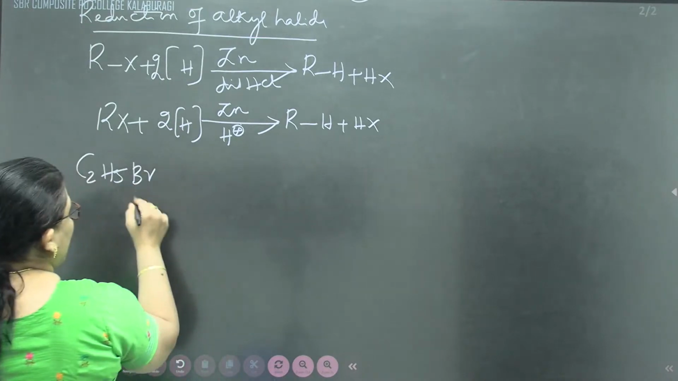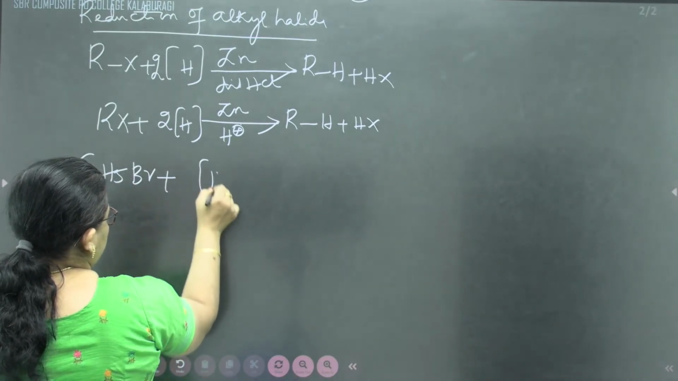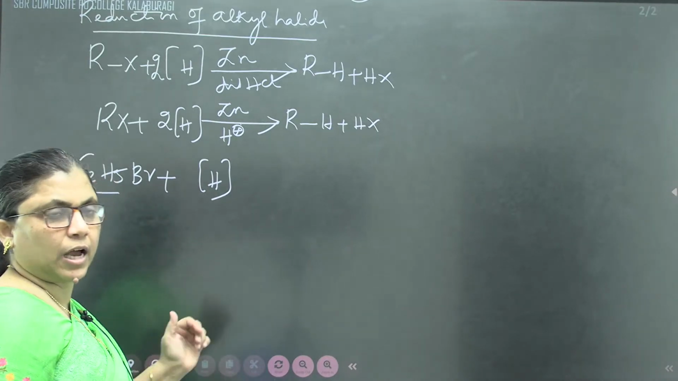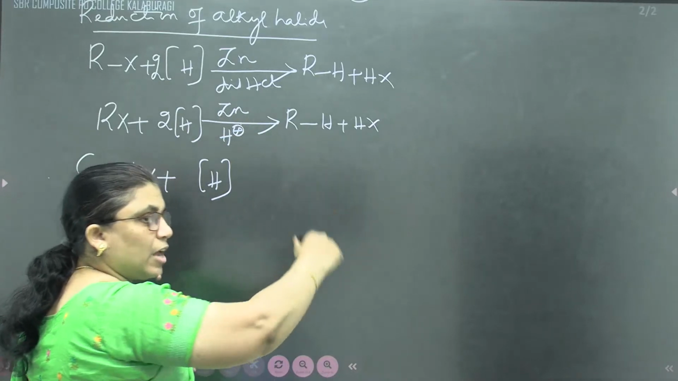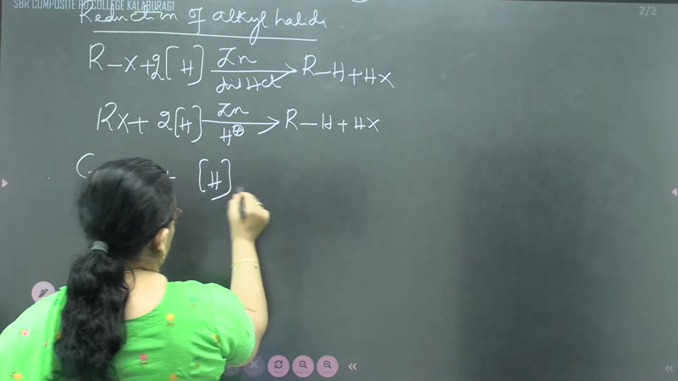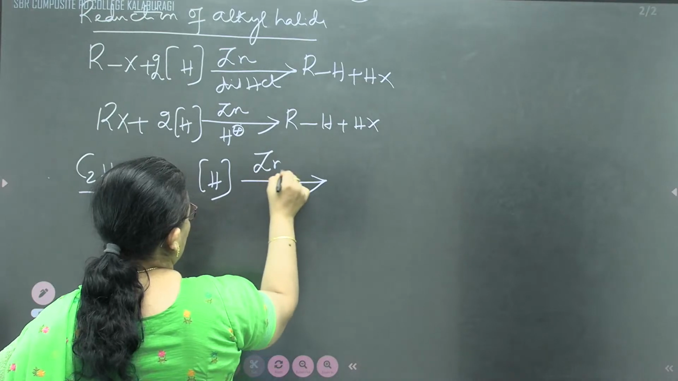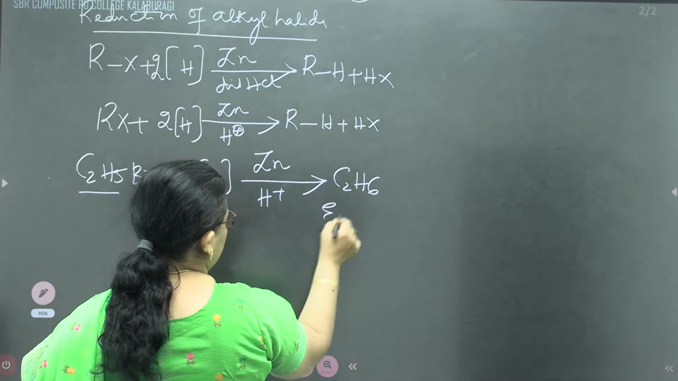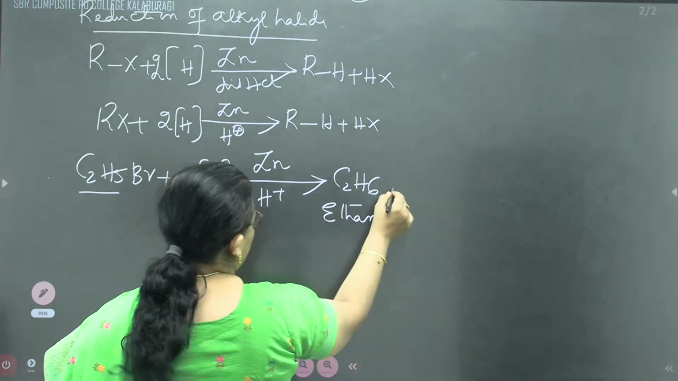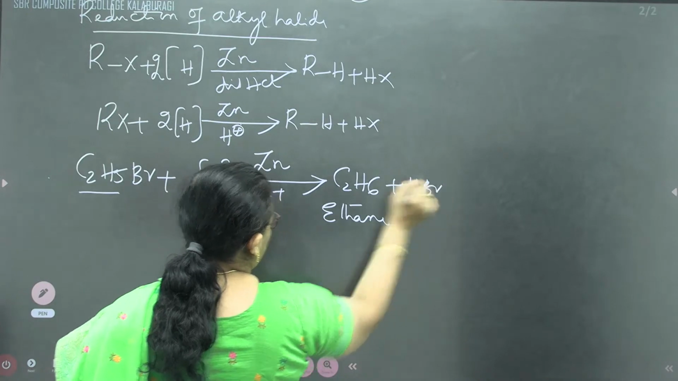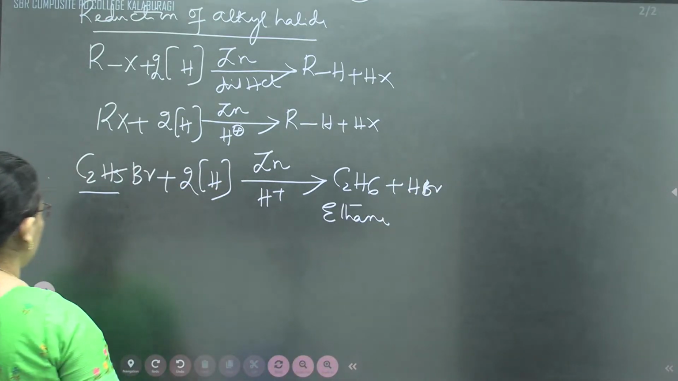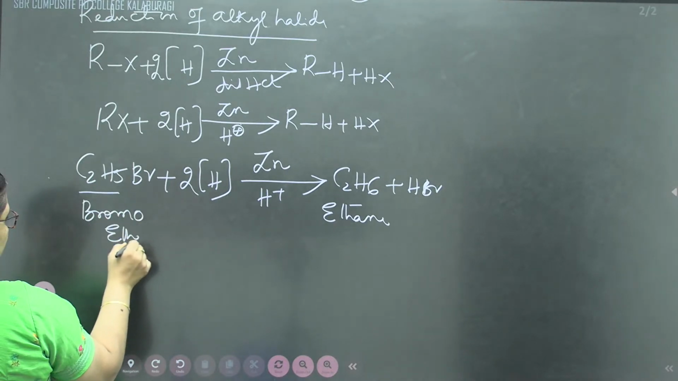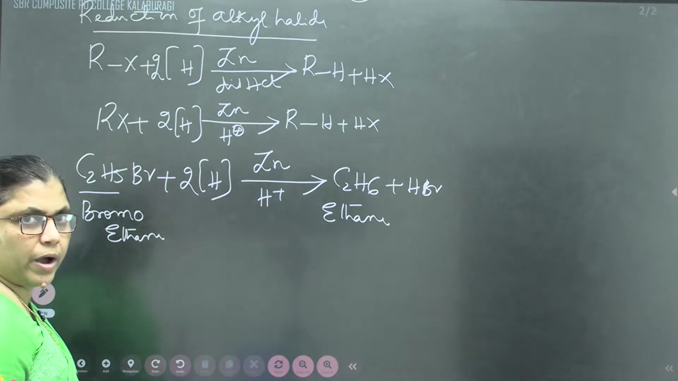Come to the point. Ethyl bromide on reduction: how many carbon atoms are there? Two carbon atoms are there in the alkyl group. That's why the product side will get a saturated hydrocarbon with two carbon atoms only. Here zinc and dilute HCl produce C2H6, ethane, plus HBr. This is bromoethane, or by the common name, ethyl bromide.